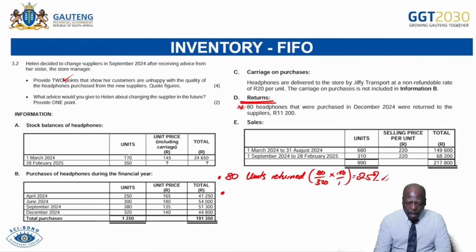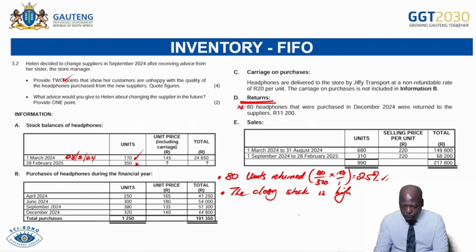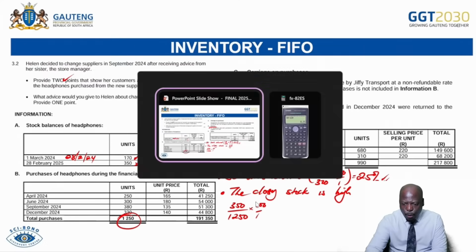In the previous year, we had stock of 170 at the end of the previous year. At the end of the previous year, you can say this date is the same as the 28th of February 2024, we had 170 units. But in this year, we have 350 units. So you can see that the closing stock is high, because we have 350 units over the total purchases, which is 1,250. You multiply that by 100 over 1.